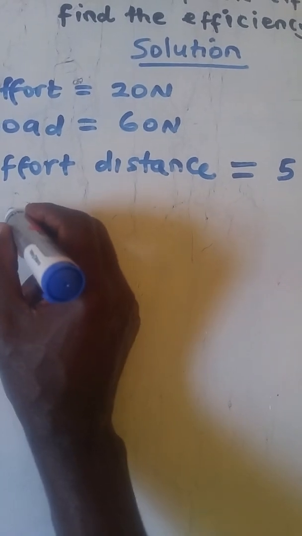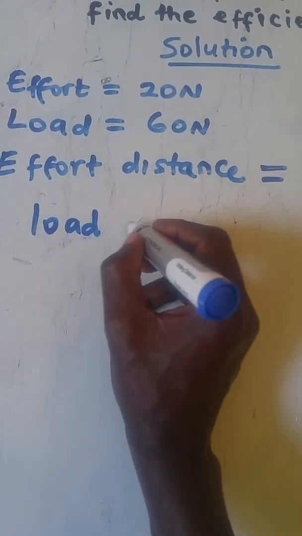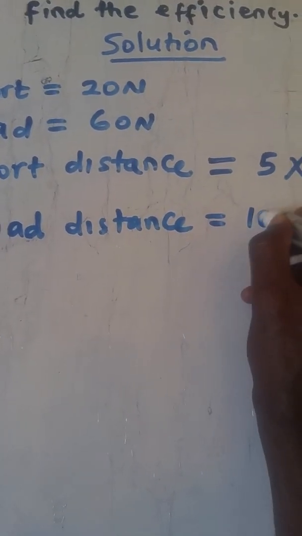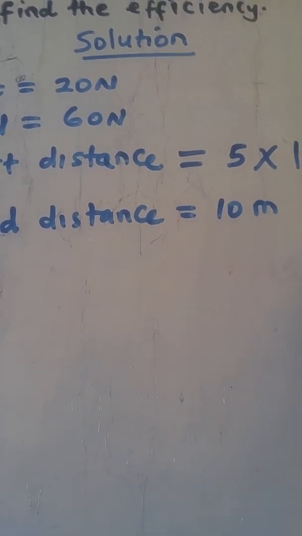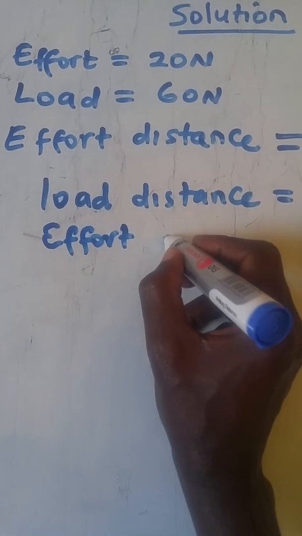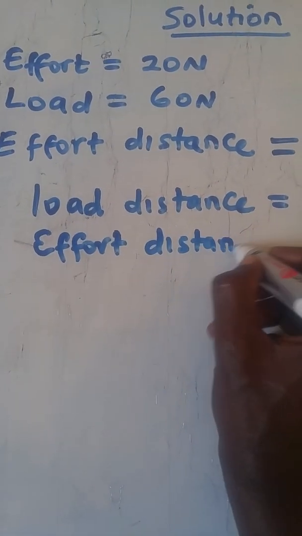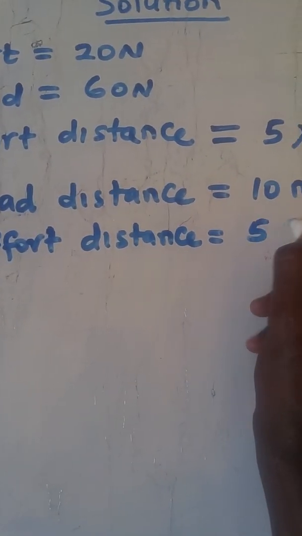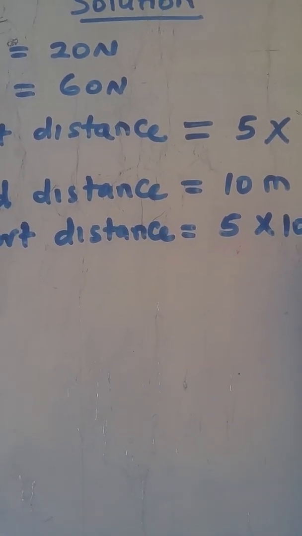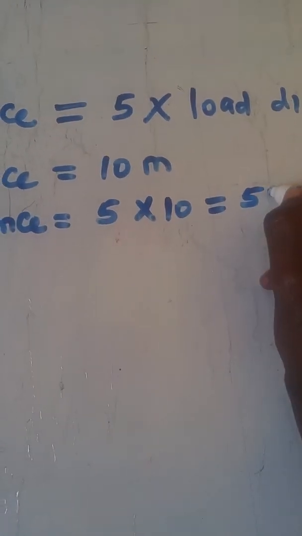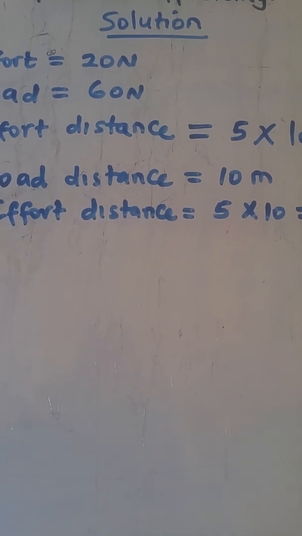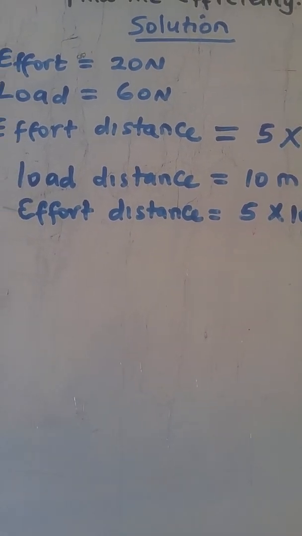So I will simply say, supposing my load distance is maybe 10 meters. So what will happen to the effort distance? As the statement says, it must be 5 times the distance moved by the load. This time it is 10. So this one becomes what? 50 meters.